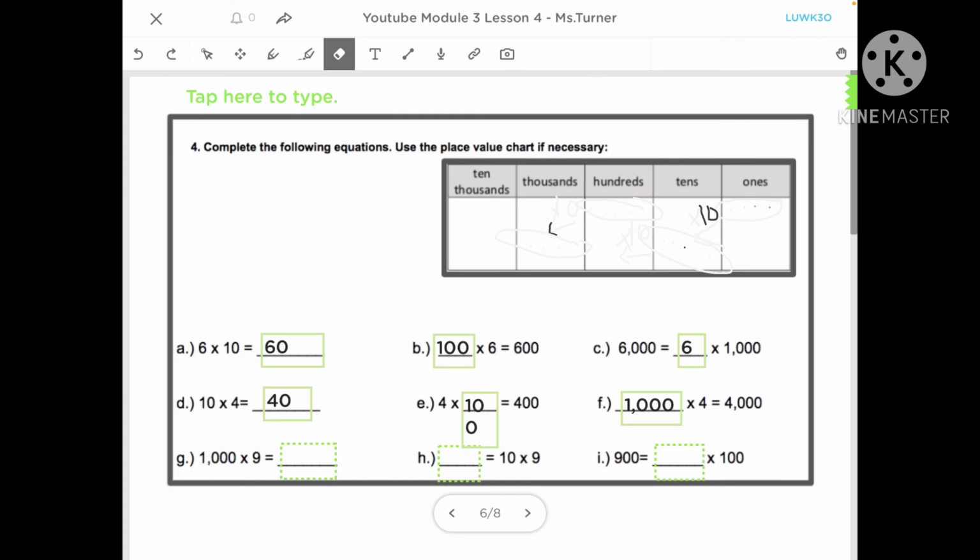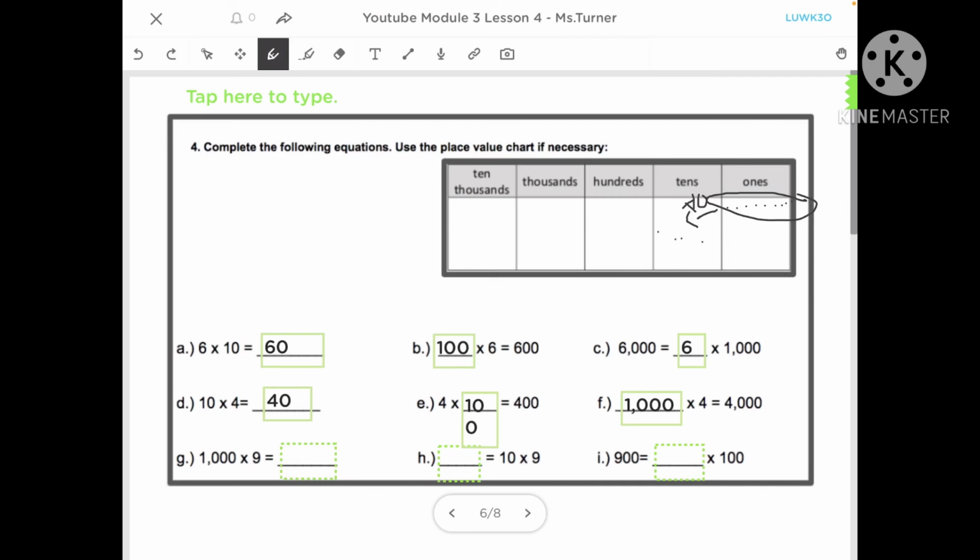And on our last row, 1,000 times 9. So this time, y'all, I have one group of 9 ones. So I'm going to go ahead and draw my 9 ones. 1, 2, 3, 4, 5, 6, 7, 8, 9. There's my one group of 9 ones, and I'm multiplying by 1,000. So how many times am I going to move over on this place value chart? Yeah, I agree, 3 times.